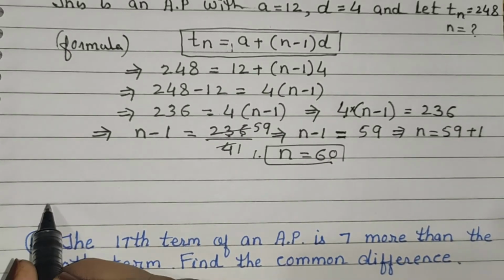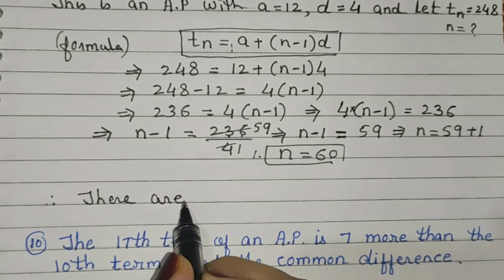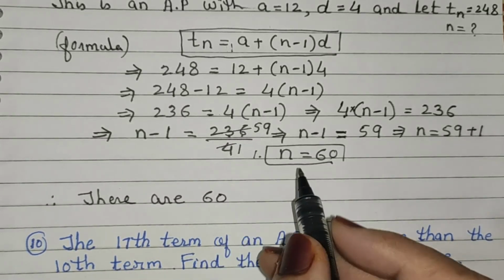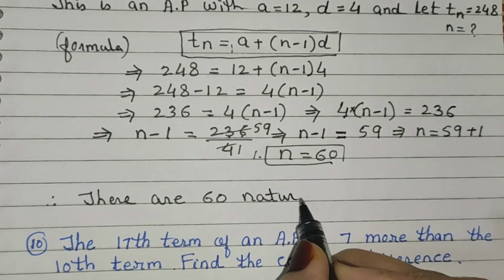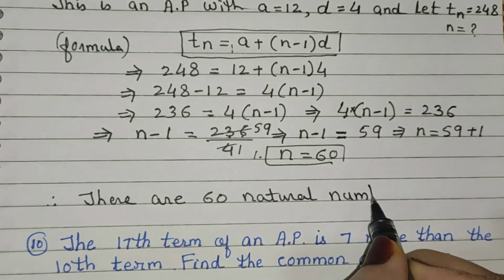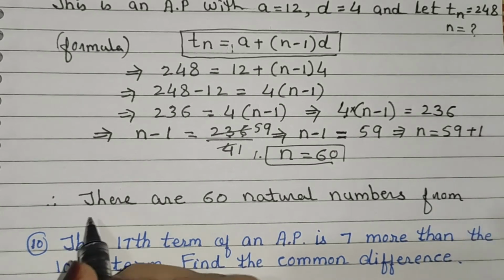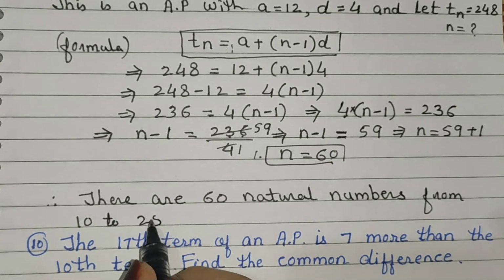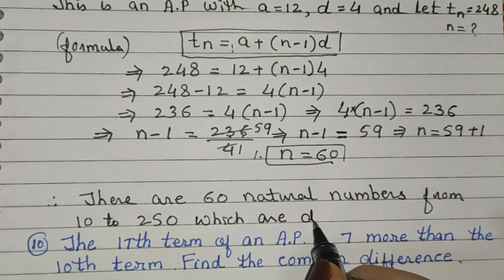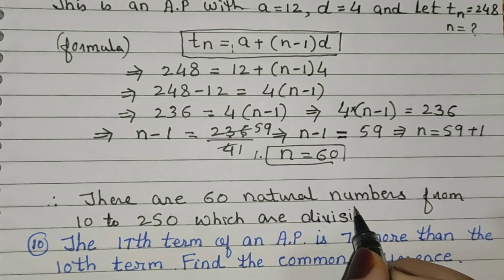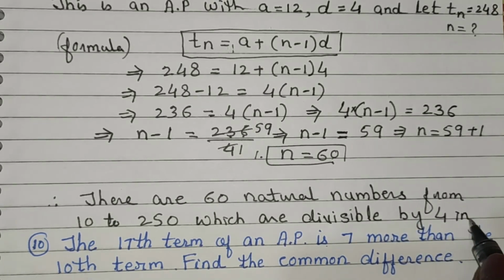Now write down the answer. Therefore there are 60 terms. There are 60 natural numbers from 10 to 250 which are divisible by 4 in an AP.